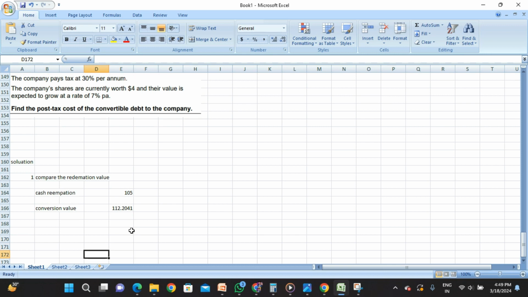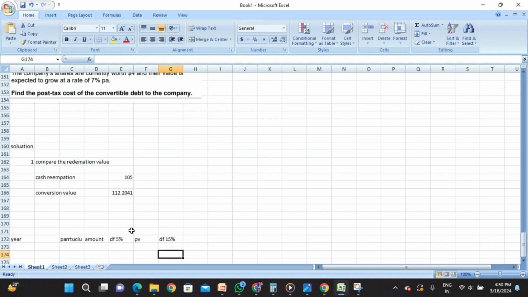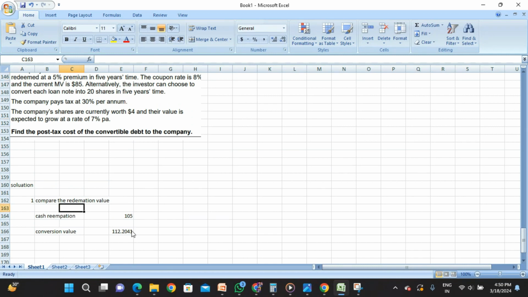So we have to calculate the cost of debt using the same formula. By year, particular amount, discount factor. In this we are also assuming that the discount factors will be 5% present value, and the discount factor is 15%. Year 0, the market value is 85.